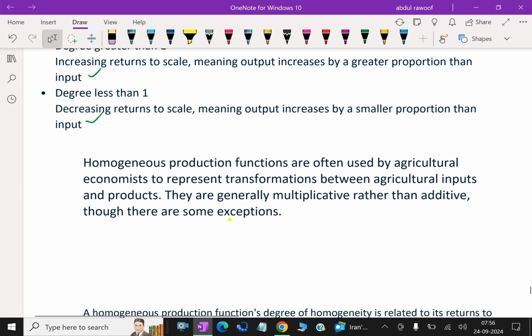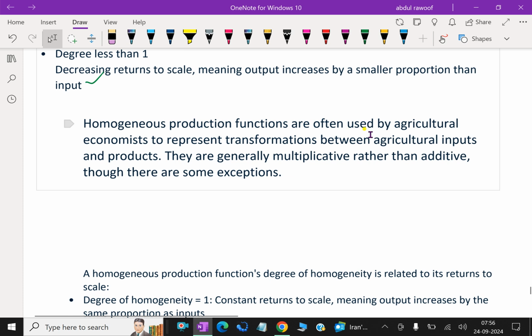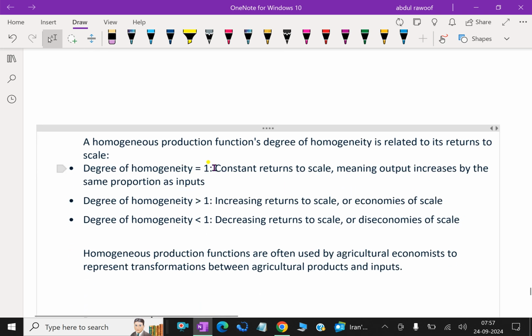What is homogeneous? Production functions are often used by agricultural economists to represent transformation between agricultural inputs and products. They are generally multiplicative rather than additive, though there are some exceptions also. A homogeneous production function's degree of homogeneity is related to its returns to scale.